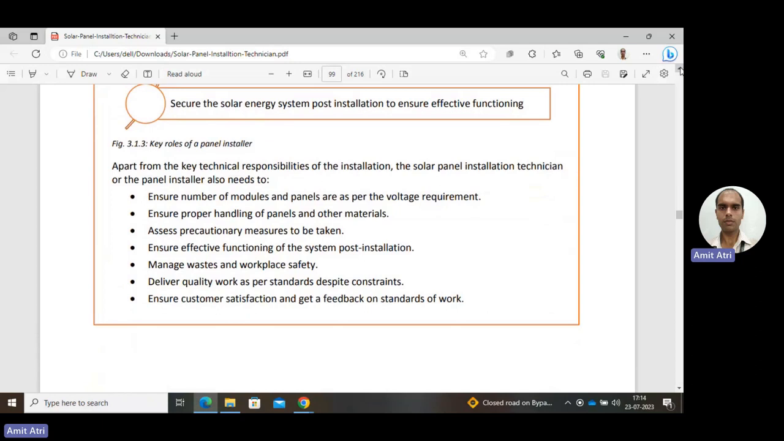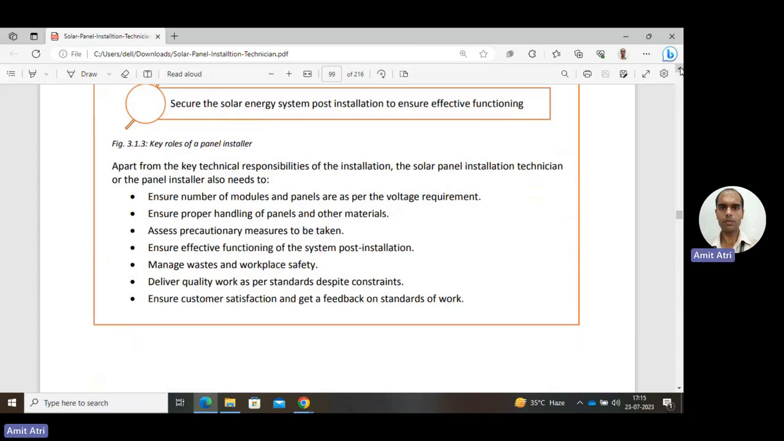Apart from the key technical responsibilities of the installation, the solar panel installation technician, or panel installer, also needs to ensure the number of modules and panels as per the voltage requirement. We have studied this in our previous units, because the voltage required by one panel may not be sufficient as required by the load or by the next unit, maybe a charge controller, maybe an inverter. So a number of panels are to be connected. The installer should have complete knowledge of how many modules or panels are required.